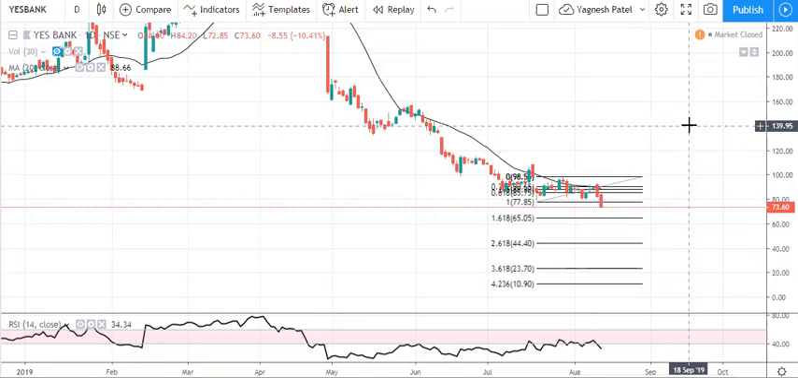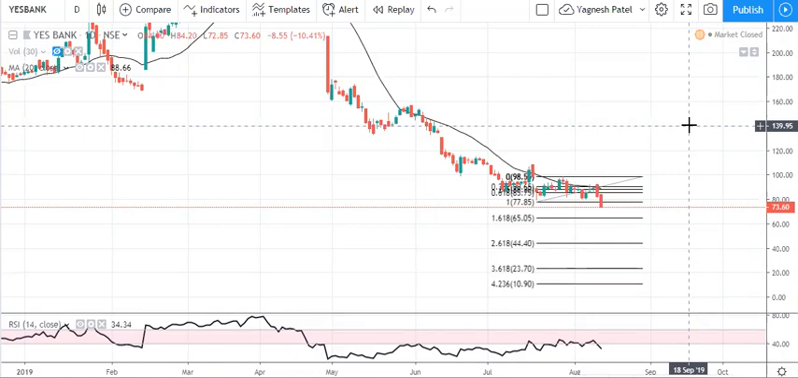Otherwise, we can avoid this stock, and I seriously suggest you avoid buying or averaging, because the recent breakout is below the 80 level. Momentum is also very weak, because RSI is below the 40 level. So right now we can expect the 65 level, or maybe if the pain is more, then we can also see the 44 level in Yes Bank. So this is a detailed analysis of Yes Bank.